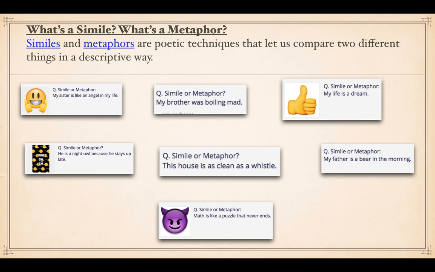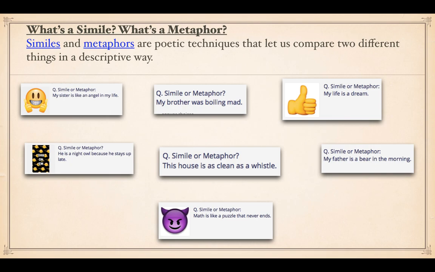So how do you think you did on those? Today we're going to do something different, and we're just going to have a quick discussion. If you've already done these, as I was showing them, then you'll be ready to mark them. So let's mark number 1. My sister is like an angel in my life. Well, that is a simile because it has the word like in there, because they're comparing the sister to an angel. Number 2, my brother was boiling mad.